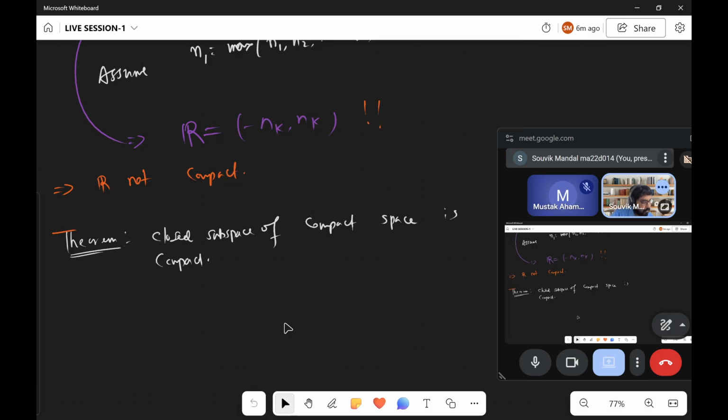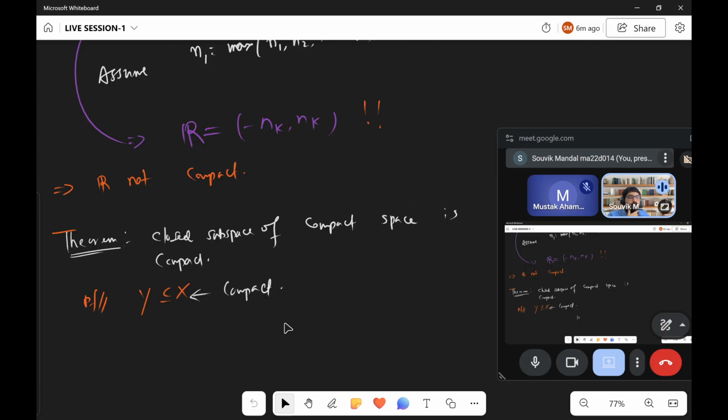So okay, Musa, please try to prove it. Basically, what do we need to show? Suppose Y is a subset of X and suppose X is compact. We need to show that Y is compact. So what to do? We need to start with an open cover and show this open cover has a finite subcover. Correct.